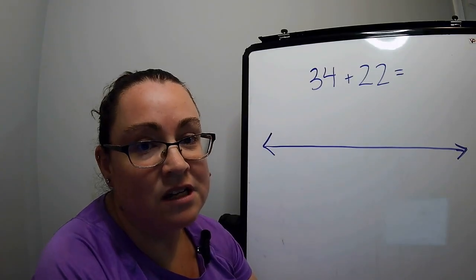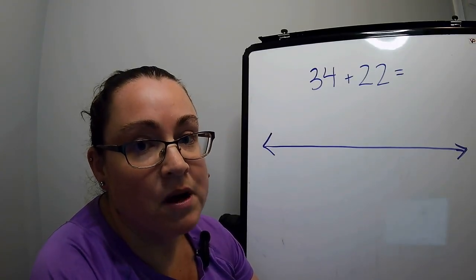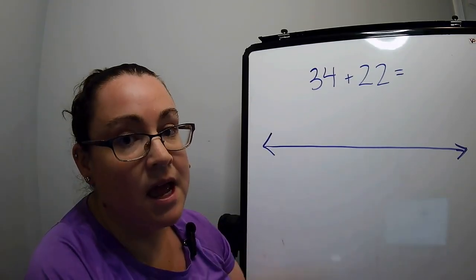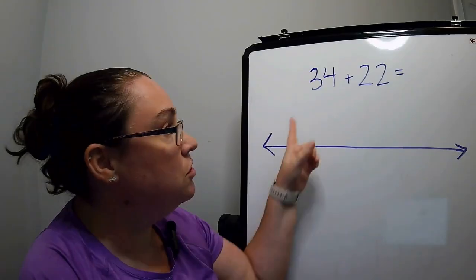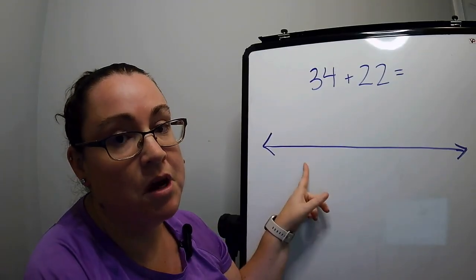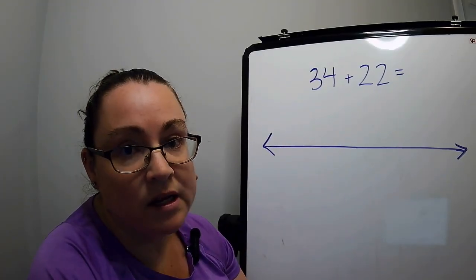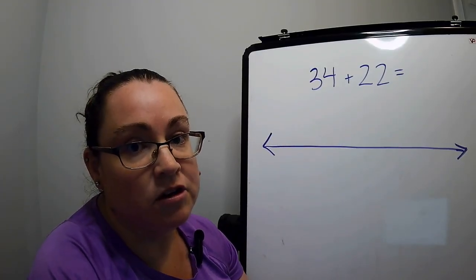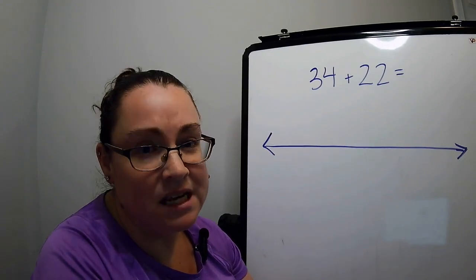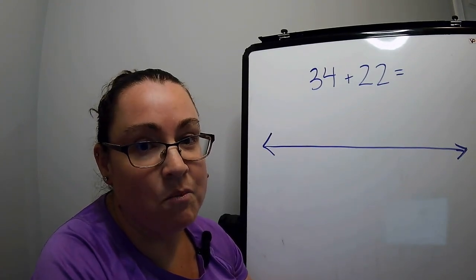The next strategy I like to teach my students is the open number line. You would start with a number line, and then I'm going to show you later how to add 34 plus 22 using jumps of tens and ones. It helps students deepen their understanding of place value and see it a little bit differently than break apart or base 10 blocks.